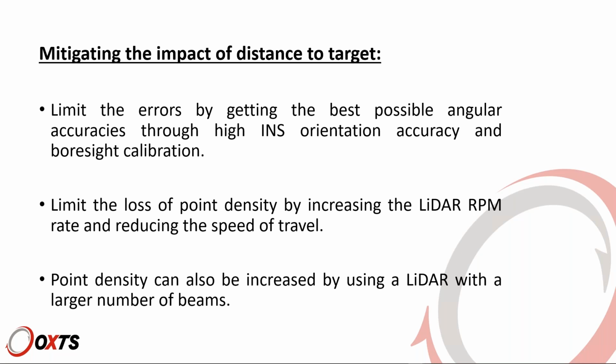Also, you can limit the loss of point density by increasing the LiDAR RPM. You can also reduce the speed of travel. And you could also survey the same target more than once, provided you have an accurate position and accurate orientation. Otherwise, you can have issues with multiple passes. Also, another way of increasing the point density is by having a LiDAR that has a larger number of beams, a larger number of channels available, in combination with likely mounting it differently, so you can exploit the increased number of beams.